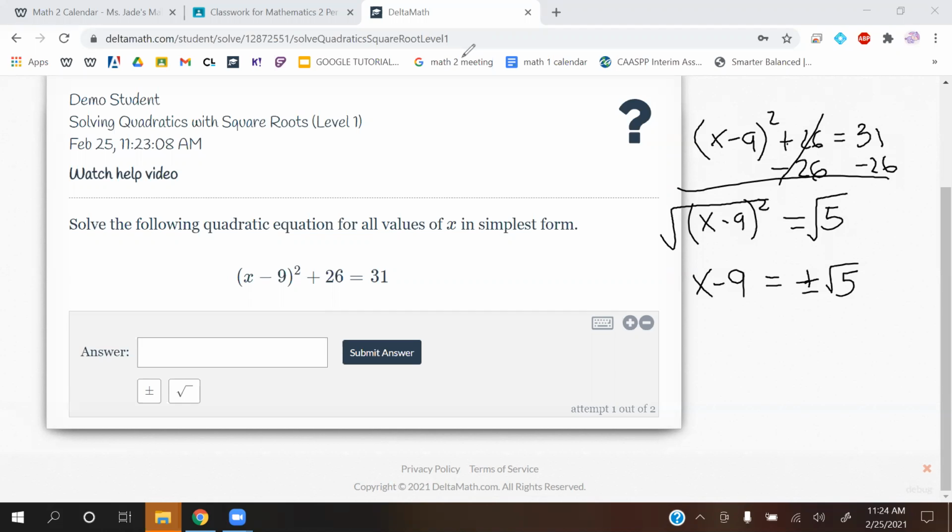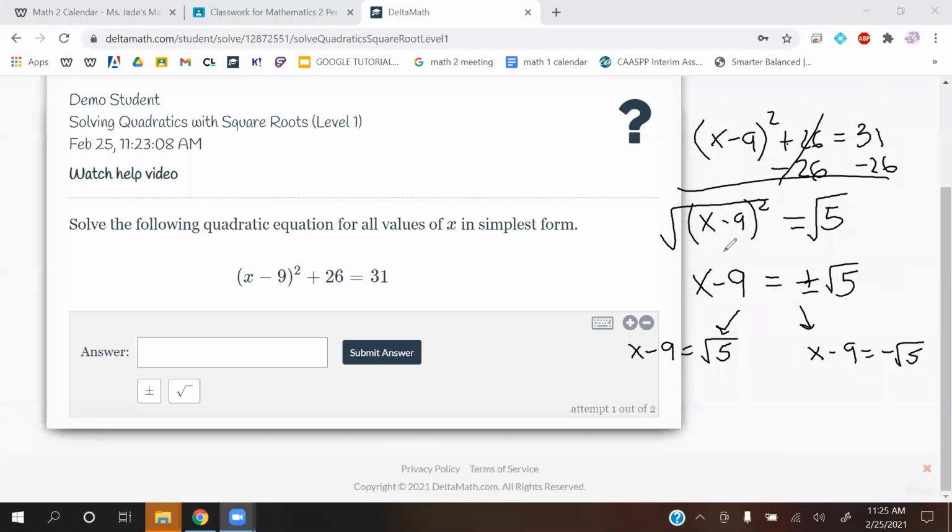So like I said, you want the positive square root of 5 and you want the negative square root of 5. So I'm actually going to rewrite this into two statements. X minus 9 is equal to positive square root of 5. And also x minus 9 is equal to negative square root of 5. Okay, any questions up till here?